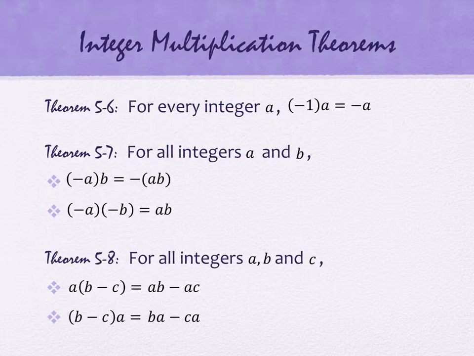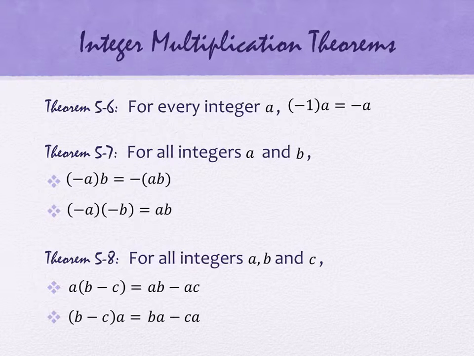Theorem 5.6 says that for every integer a, if you take -1 times a, you get -a. And of course, you can read that equation from left to right or right to left. Right? That's what equations mean, that they work both directions. And so when we look at the right-hand side where it says -a, we understand that's being the additive inverse of a, right? Or the opposite sign of what a actually originally had.